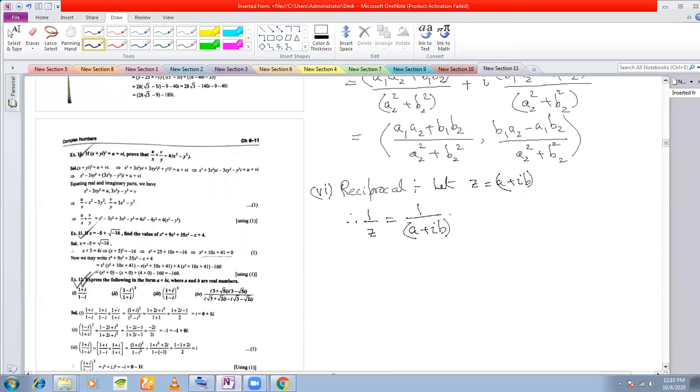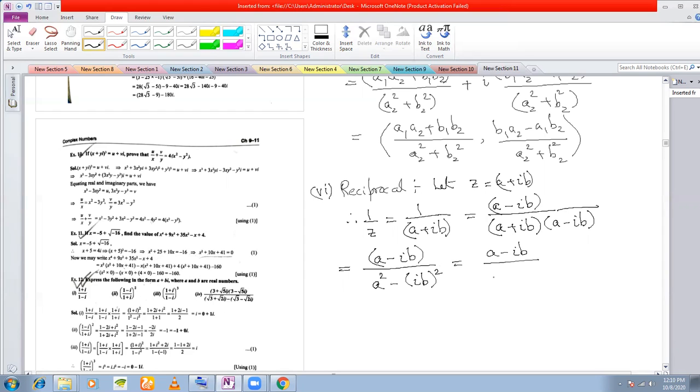Now in the denominator, whenever I see a complex number a plus ib, I multiply the numerator and denominator by the conjugate of the denominator. So the conjugate of the denominator will be a minus ib. I multiply the numerator and denominator by the conjugate. Okay, so this is a minus ib divided by, this is again a plus b into a minus b form, so this will be a square minus i square b square.